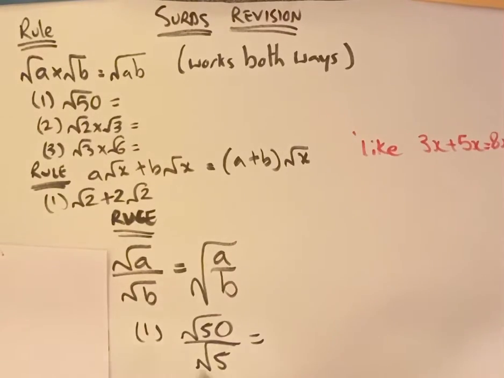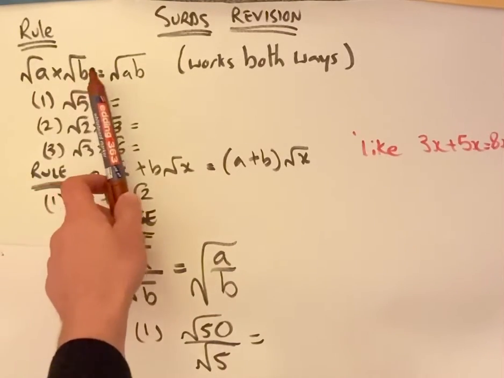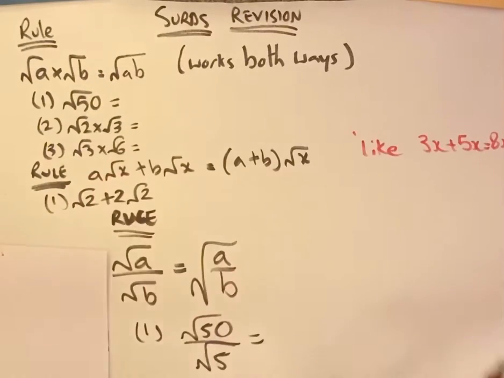So the rule is when you multiply root a by root b, you get the square root of a times b, all as 1. And we can use this rule in 2 ways. One, we can break up a big number into 2 smaller surds, or 2, we can times 2 small surds together to make a slightly bigger surd.